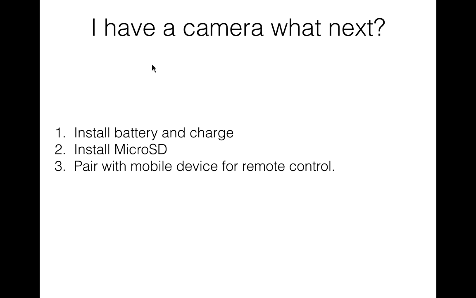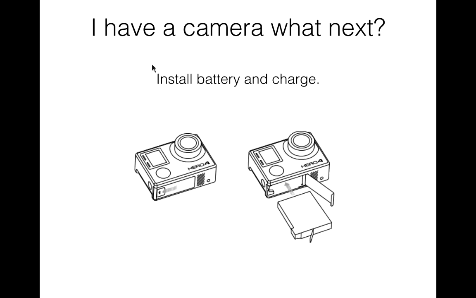I'll move on here to what do you do next after you get your camera. So we're all here because we're interested in GoPro cameras, but now I'm sure a lot of you have them. Some of you are thinking about buying them. You're going to pull it out of the box and wonder what to do with it. So we've got to charge the battery, and then we've got to install the micro SD card and pair it with our mobile device. Installing the battery is pretty simple. The bottom door on the camera just slides open, and then you can slide the battery in.